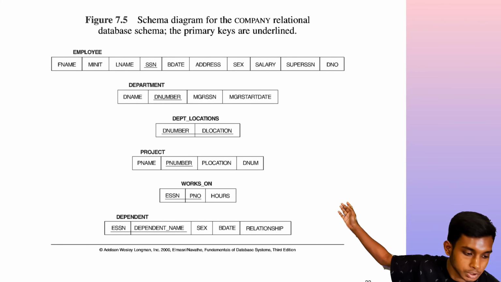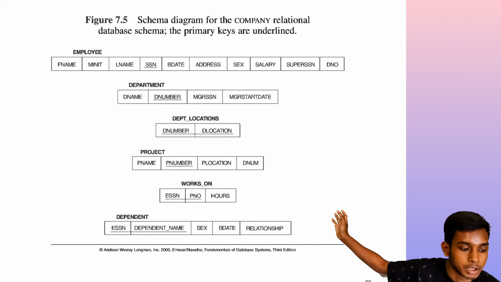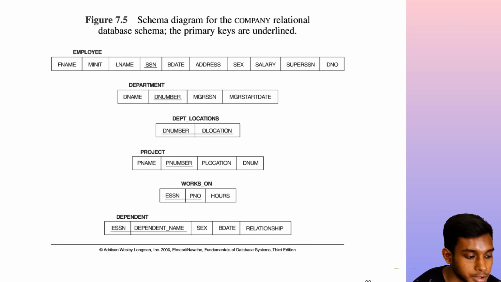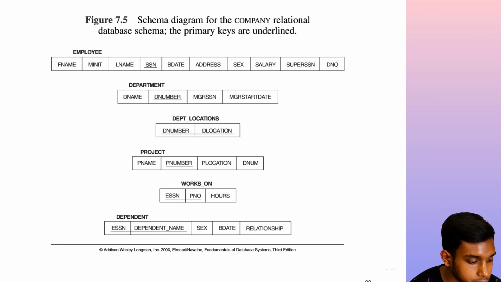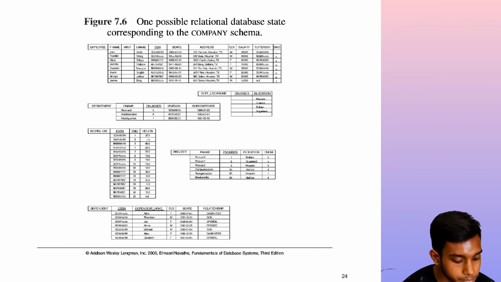Schema diagram for the COMPANY relational database schema. The primary keys are underlined. For EMPLOYEE: first name, middle initial, last name, SSN, birth date, address, sex, salary, super SSN, DNO. The underlined attributes are primary keys, such as D number, P number, ESSN, and department name.